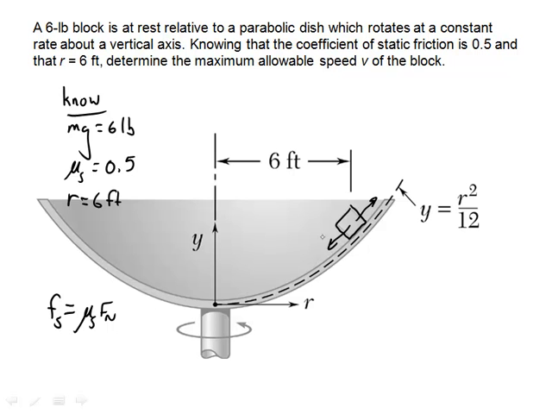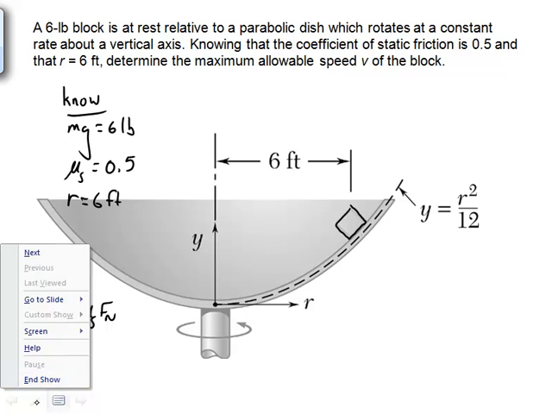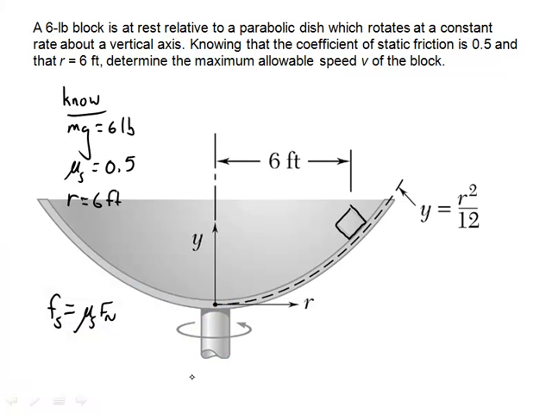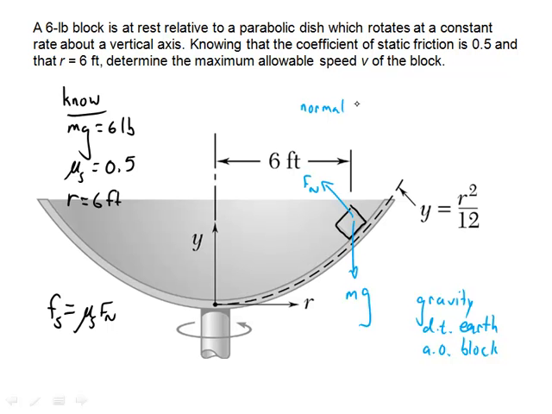All right, so what are the forces acting on this object? Well, of course, I'm going to have mg, and that's equal to 6 pounds, but that's a gravitational force due to the Earth acting on the block. And there's a normal force perpendicular to the surface. Of course, it's a parabolic surface, so we're going to have to ask ourselves what perpendicular is, and we'll answer that in a second. So that's a normal force due to the dish acting on the block. And then, of course, there's a frictional force.